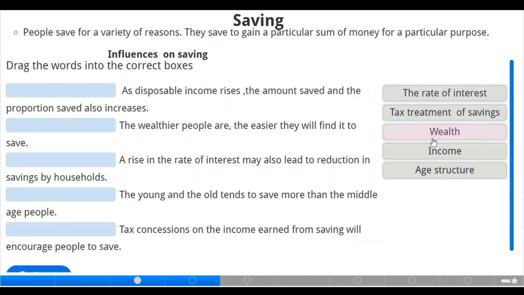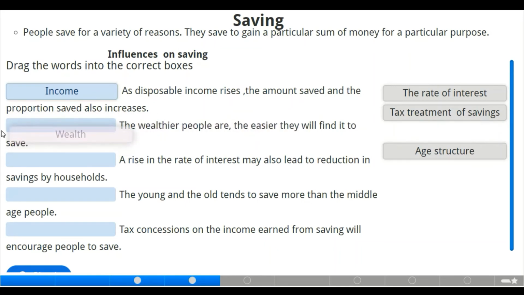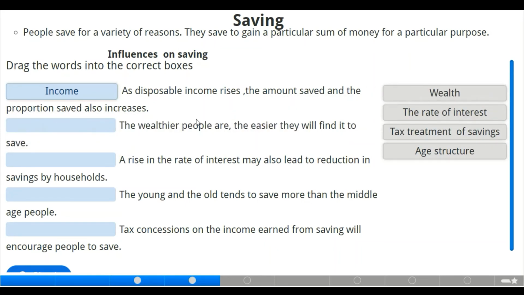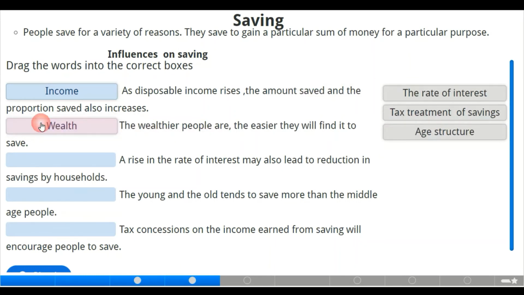Well, of course, it is our income. It's our income that is related to the disposable income. Now the wealthier people, of course, it is the wealth. The wealthier the people are, the easier they find it to save, and the rate of interest.